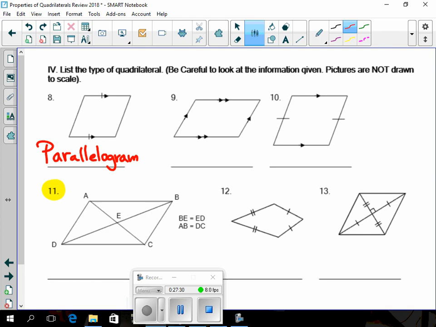Okay? Number 9. That's just a general category. That's actually the definition of one of these. What is the definition of? Parallelogram.